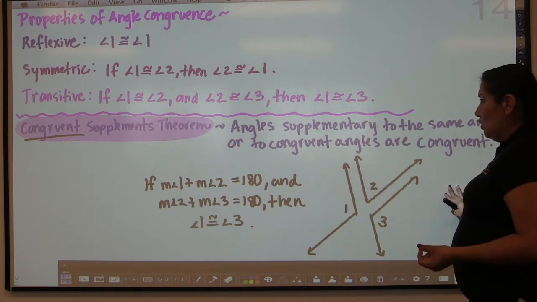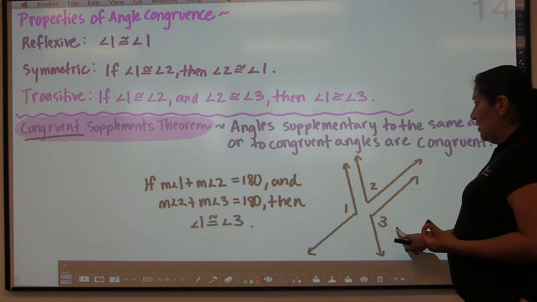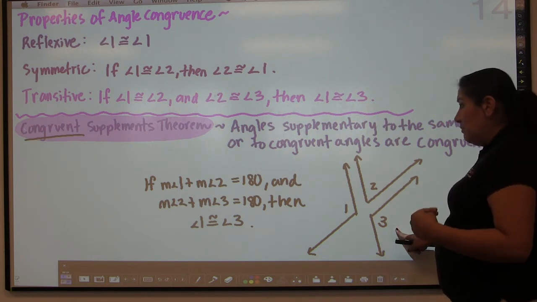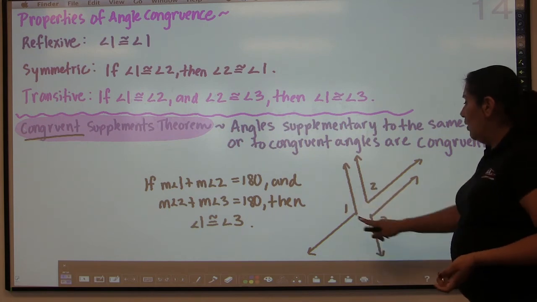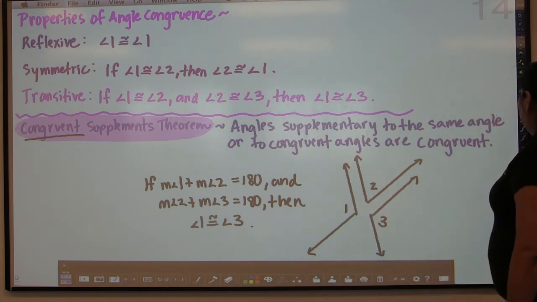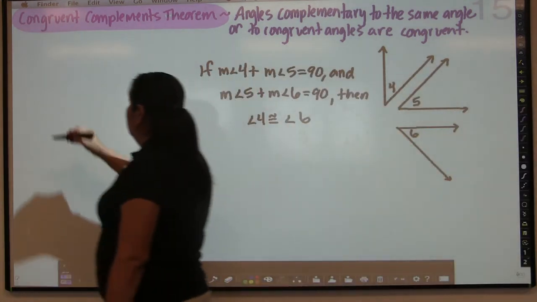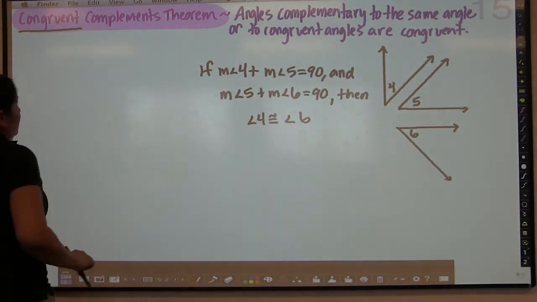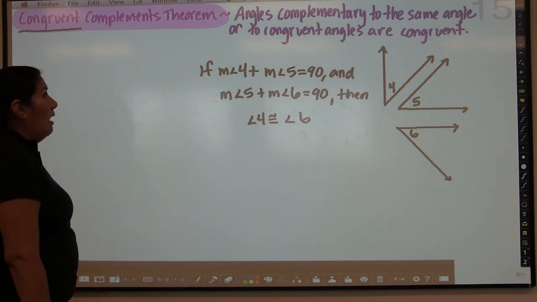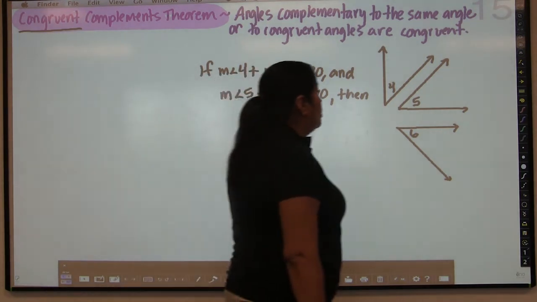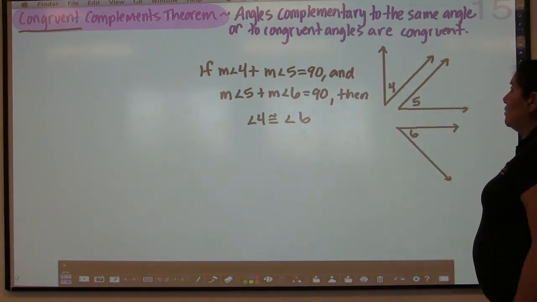So again, angles that are supplementary to the same angle. Angle 1 and angle 3 are two angles that are supplementary to the same angle, which is angle 2. In that case, angle 1 and angle 3 would be congruent. And in a similar fashion, we have the congruent complements theorem. Again, not the same as the complement theorem, but it is the exact same thing, only in this case, we're talking about complementary angles, obviously. So two angles that are complementary to the same angle or to congruent angles are also congruent.